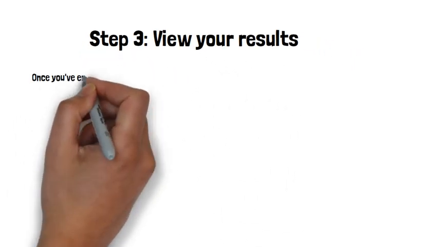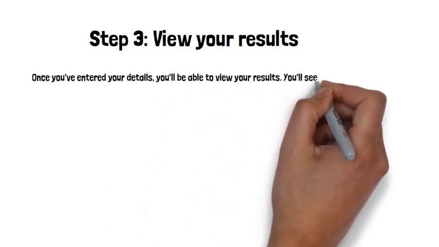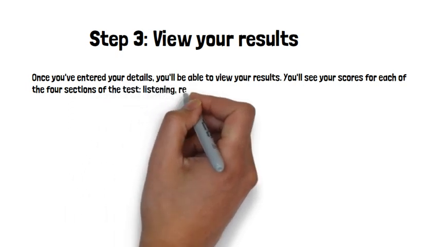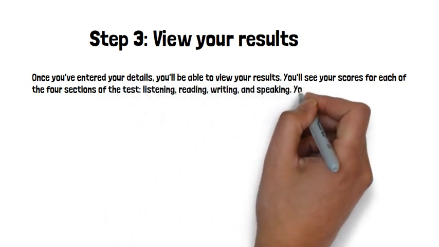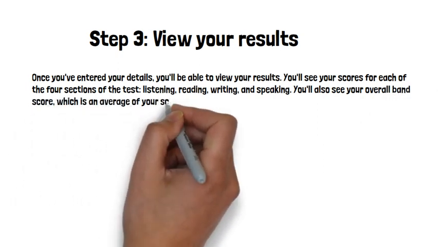Step 3. View your results. Once you've entered your details, you'll be able to view your results. You'll see your scores for each of the 4 sections of the test: listening, reading, writing, and speaking. You'll also see your overall band score, which is an average of your scores for each section.